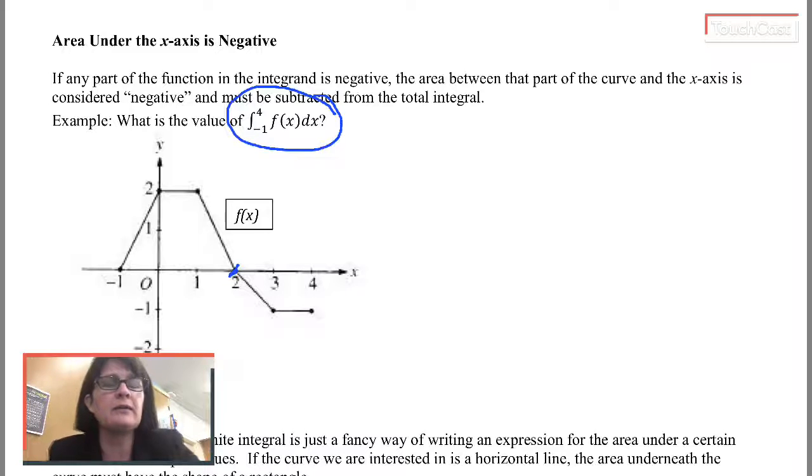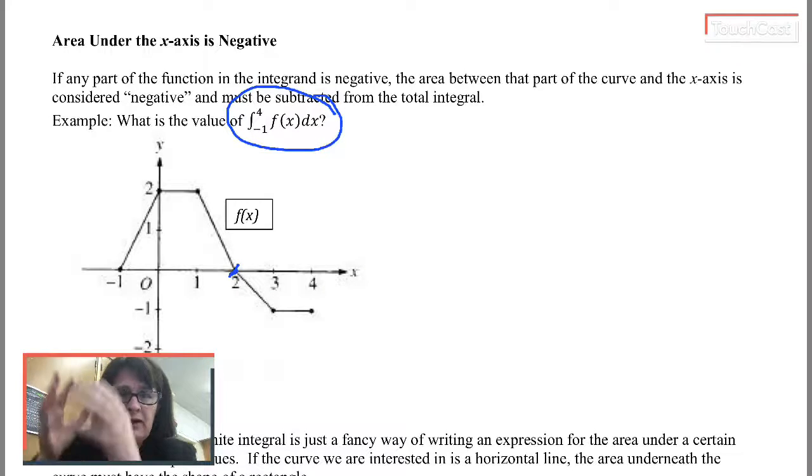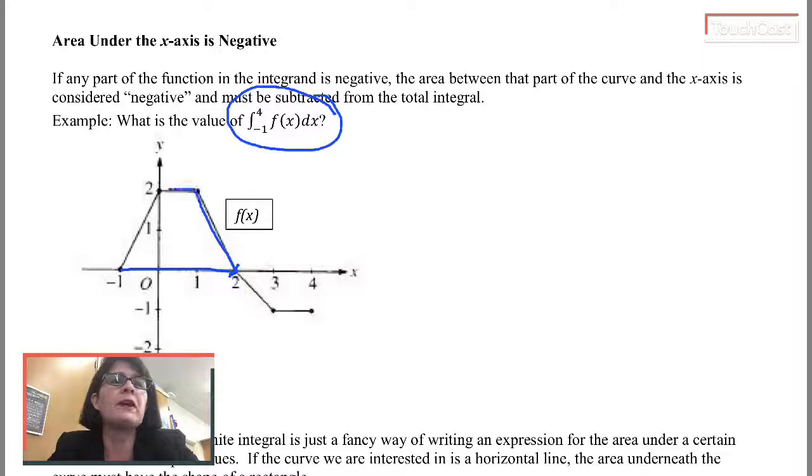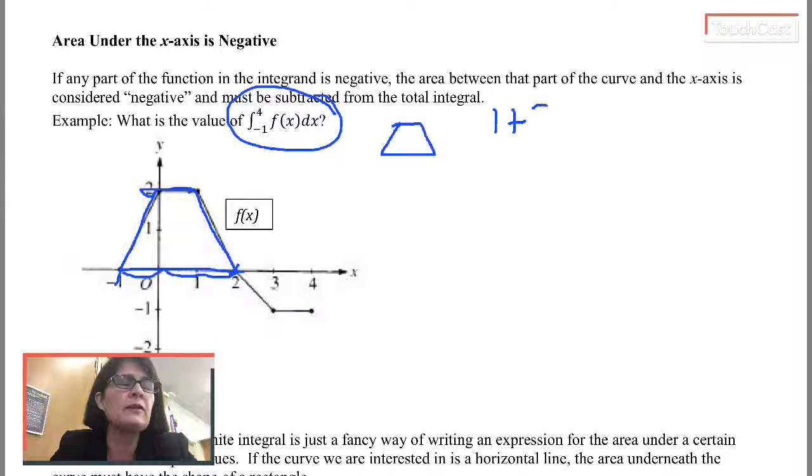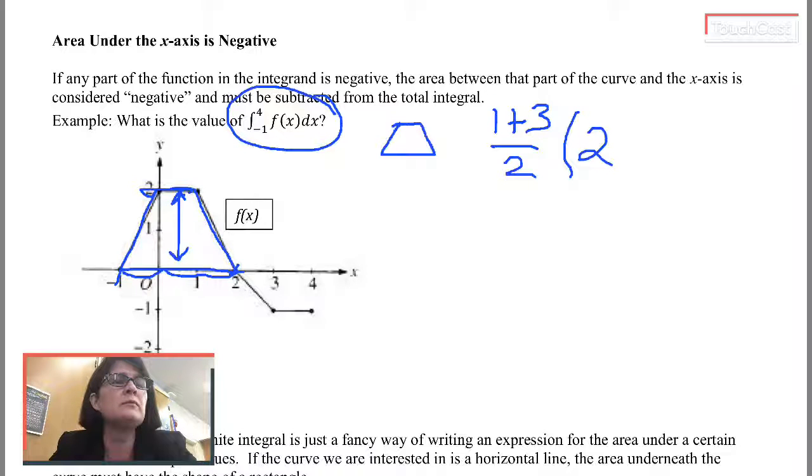I have to notice that right here, the graph changes from above to below. So I'm going to find the area of this trapezoid and consider that area positive. So I'm just going to make myself a little note here. The area of that trapezoid: the distance across the top is 1, plus the distance across the bottom is 1, 2, 3. I find the average of the parallel sides and multiply by the height, the distance across the other direction, which is 2. So the blue trapezoid has an area of 4.